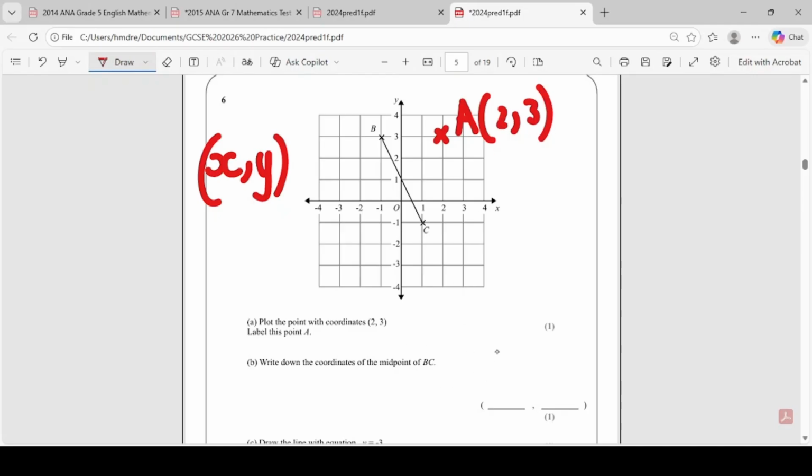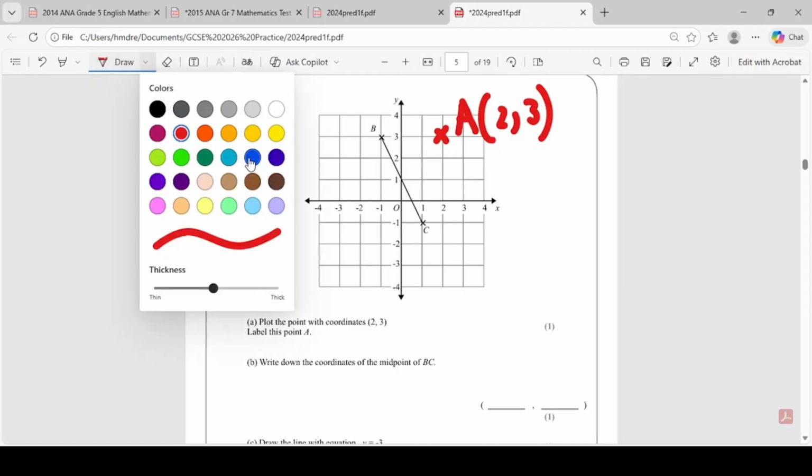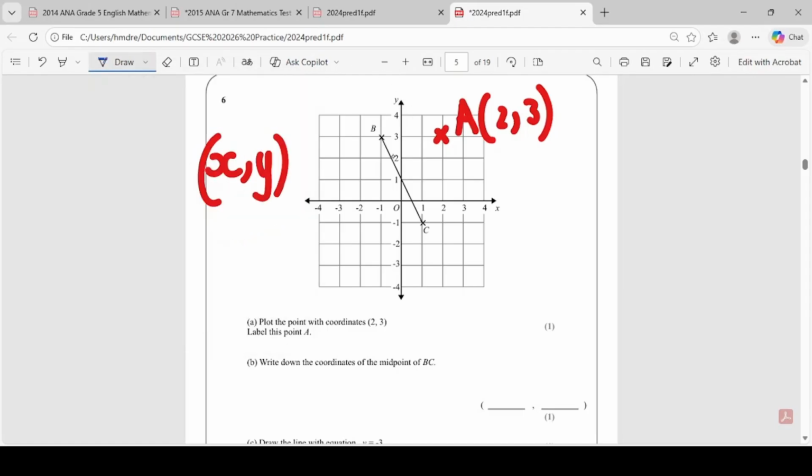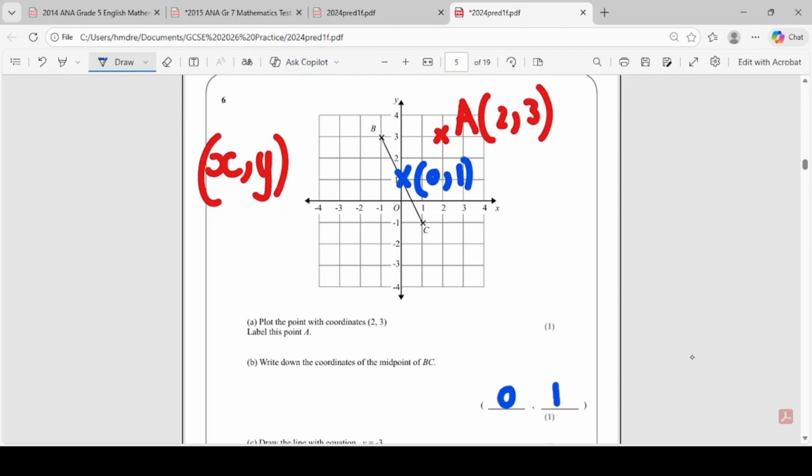Write down the coordinates of the midpoint of BC. So the midpoint just means what is the middle of that line, BC. There are two methods, so in this case, we can just read off the midpoint. So we can see that there is halfway. So that is when x is 0 and y is 1. And then I'm also just going to show you a method in case it's not as easy to read off here.